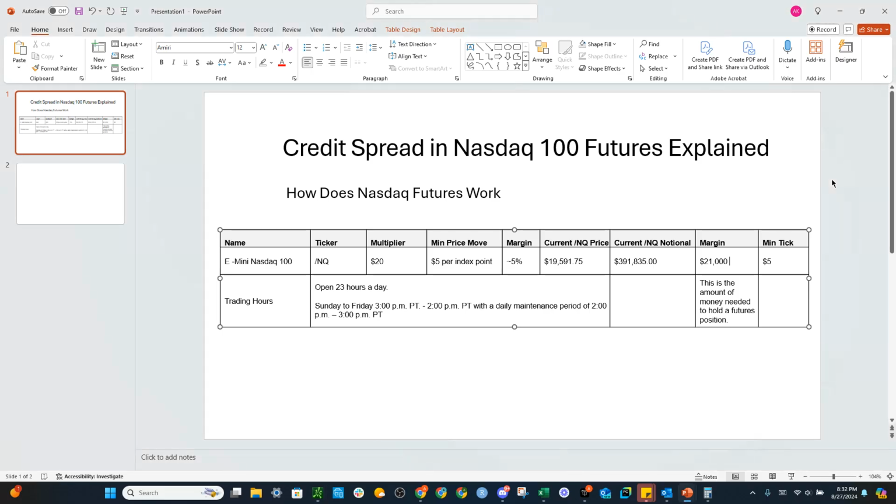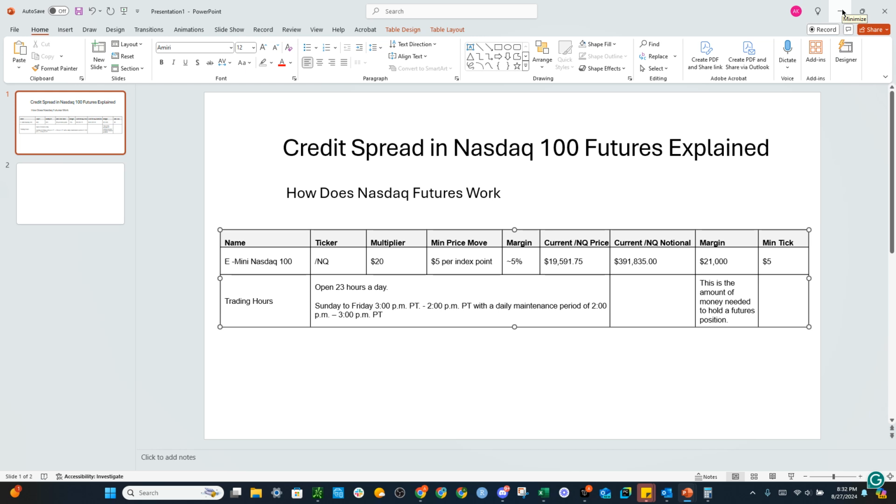Now, it was important to understand how the contract works. Basically, you can trade this contract 23 hours a day, Sunday to Friday. So the market opens on Sunday afternoon, 3 p.m. Pacific, till 2 p.m. Pacific Friday, with a daily maintenance period of 2 to 3 p.m. Pacific time.